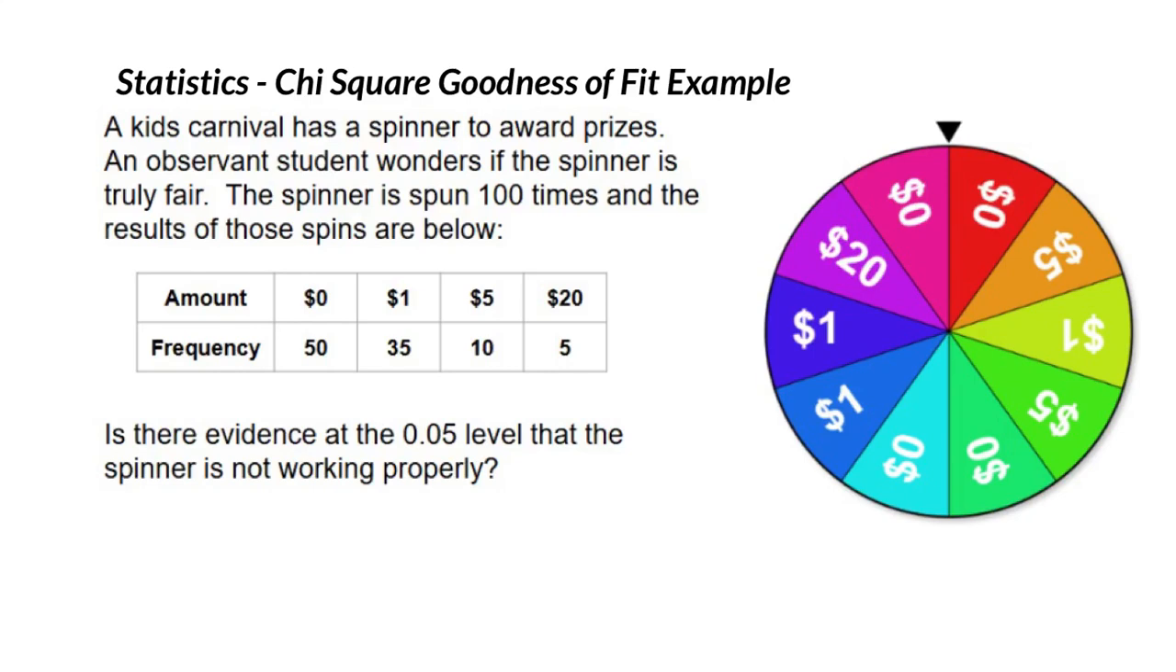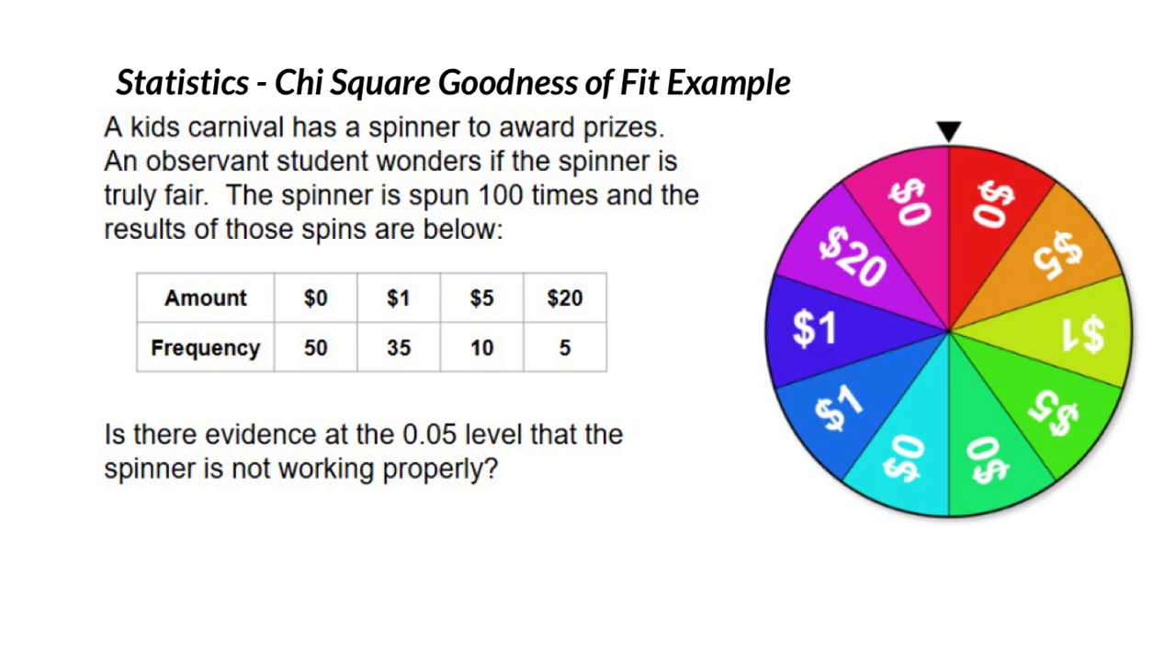Let's do an example of the chi-square goodness of fit test. If you haven't seen this test before, I would recommend going back and watching my first video on this topic. It will give a little more explanation about the actual statistic and the calculation and when we use it. This is just going to be an example of how we use it.